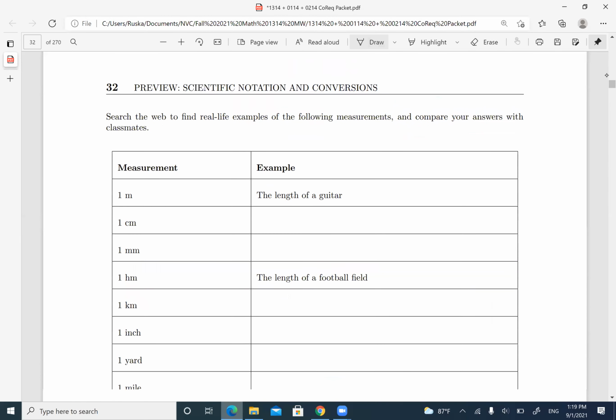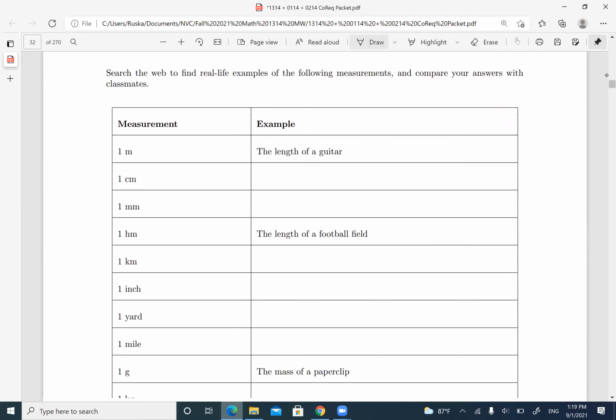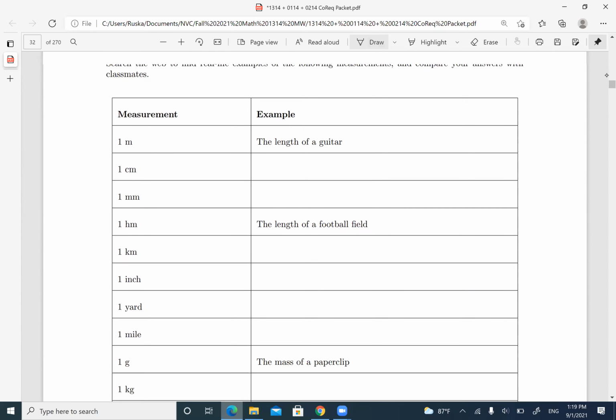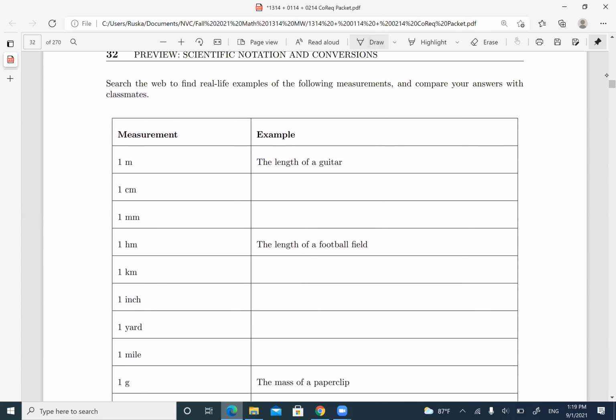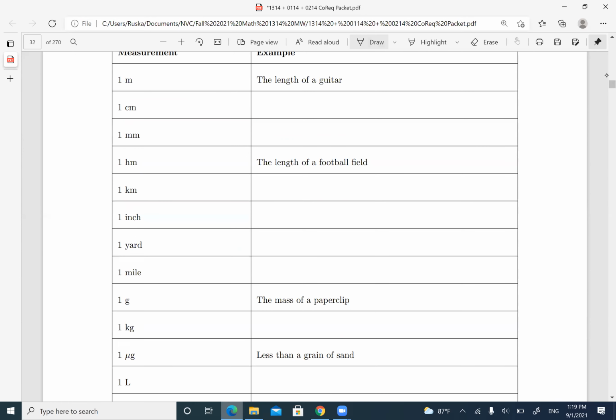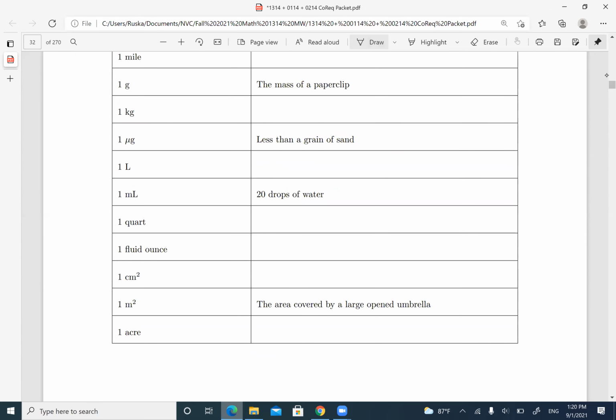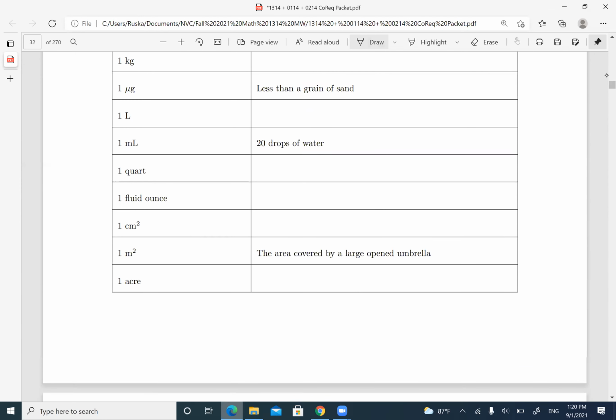No, ma'am. Okay, so here we're going to do this in groups later, when you have to find different things with different measurements. So this is about conversions now. They give examples: 1 meter is the length of a guitar. It's about a meter long, right? While 1 hectometer is the length of a football field. 1 gram is the mass of a paper clip. 1 milligram is less than a grain of sand. And 1 milliliter is 20 drops of water.